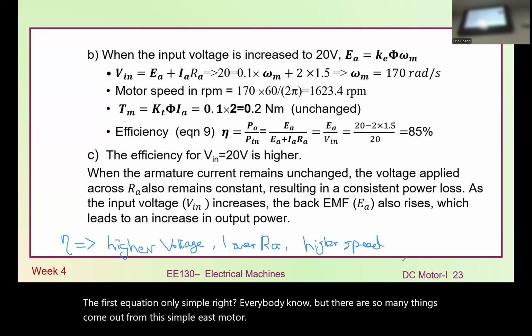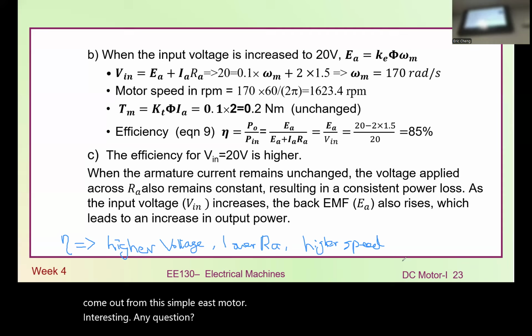Interesting? Any question? Anything you would like to discuss further for the DC motor? Good.